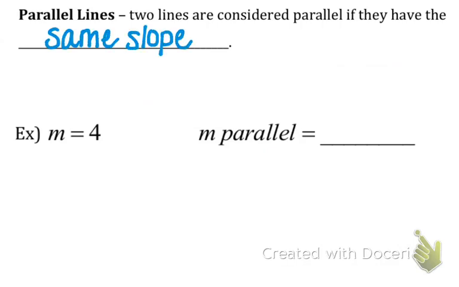So let's look at an example of the same slope. Remember that the word m means the slope. So if we're looking for the slope that is parallel to 4, then that would be the exact same, which would be 4.